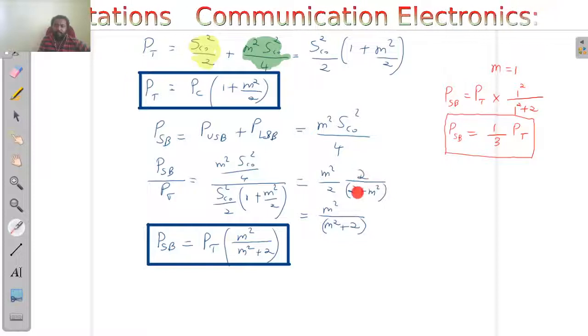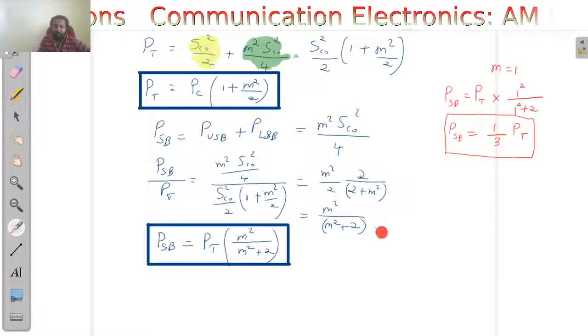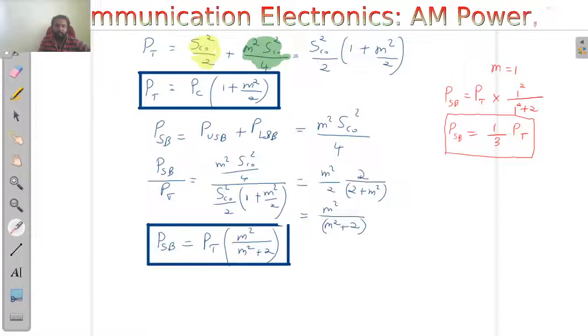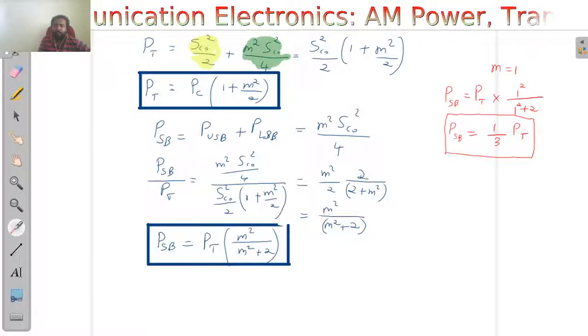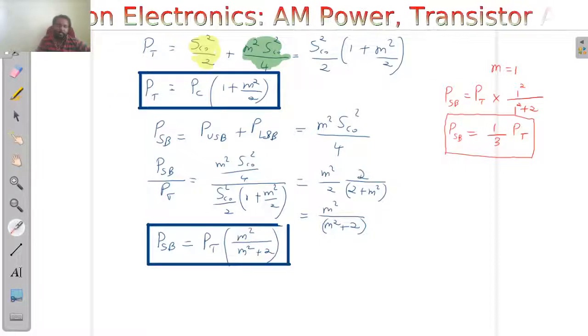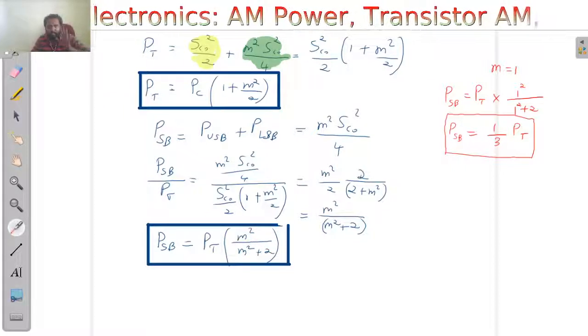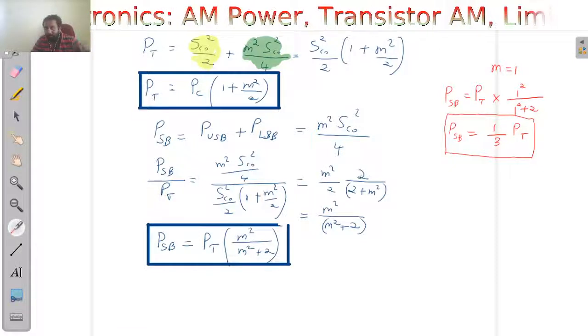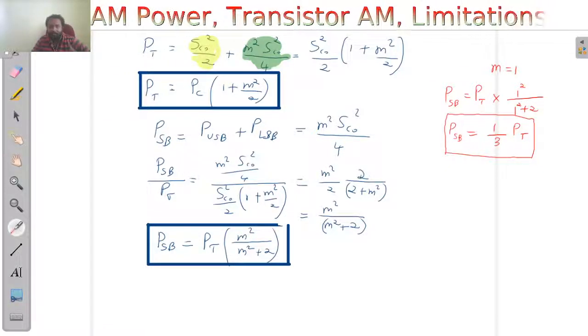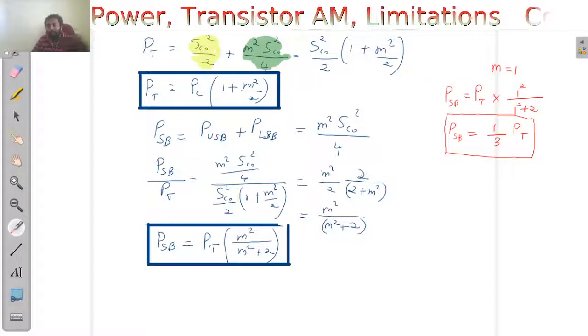So the 2 goes off, and you get an equation like this. Your sideband power is equal to total power times m square by m square plus 2. Let us consider the best case when you modulate, which is when m is equal to 1. That means critical modulation. M should not be greater than 1.